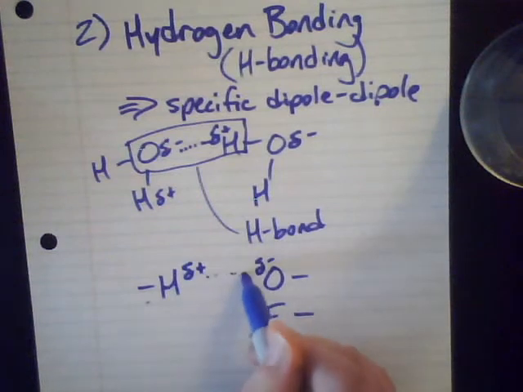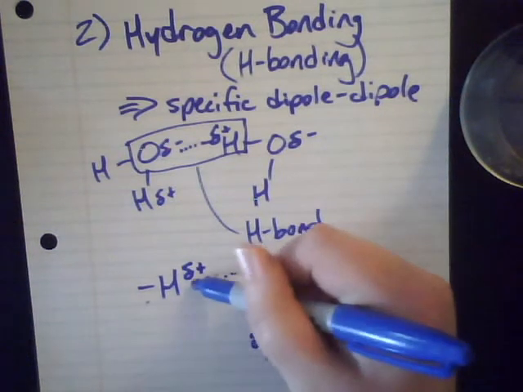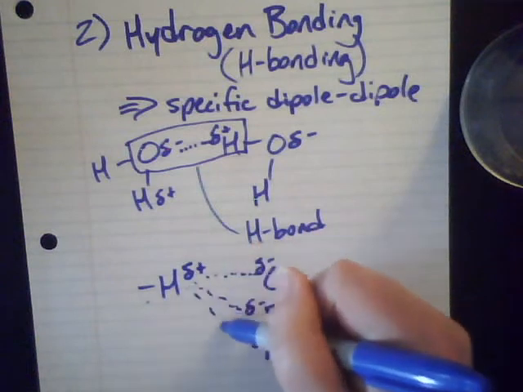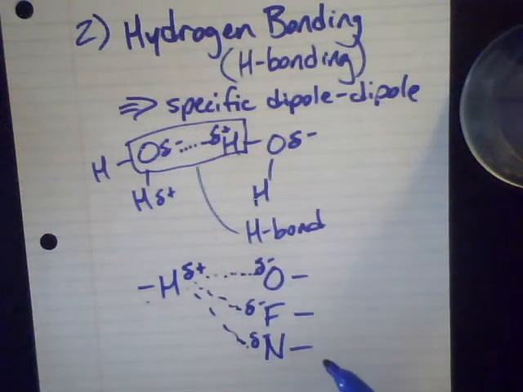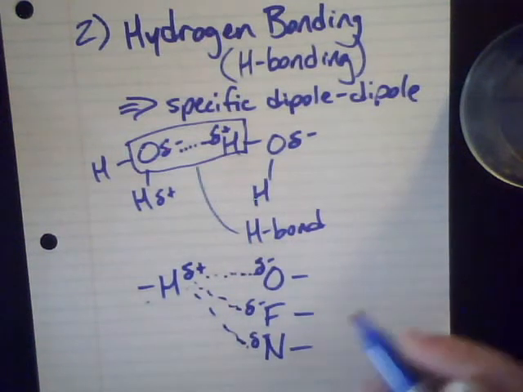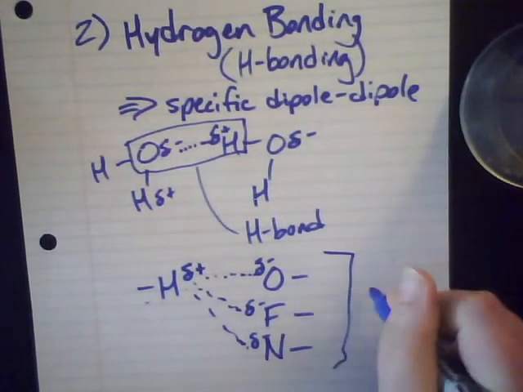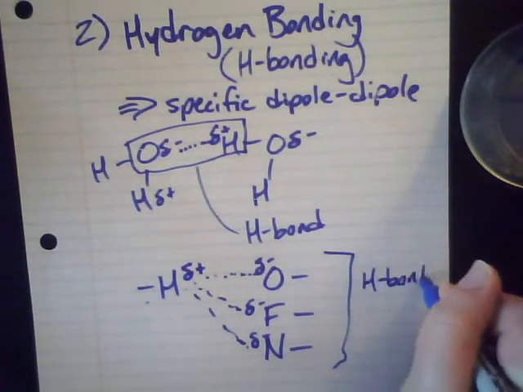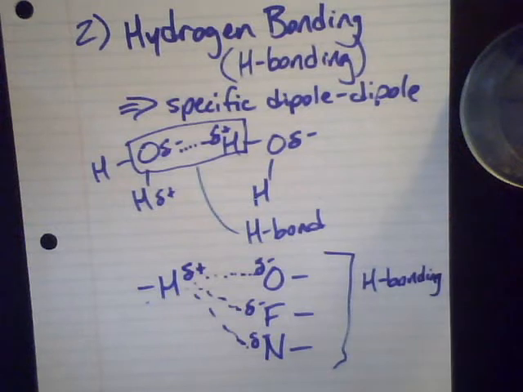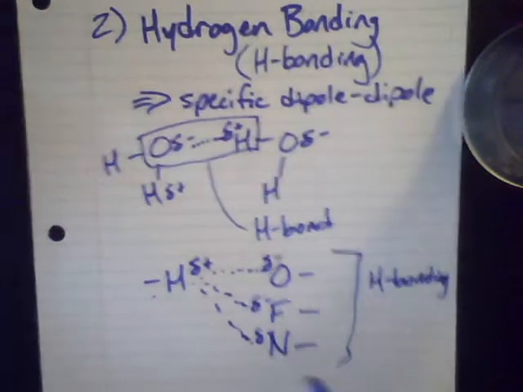So the attraction between a partially positive hydrogen on one molecule with a partially negative oxygen, fluorine, or nitrogen on a second molecule is hydrogen bonding. So it's very specific. It has to be these three elements.